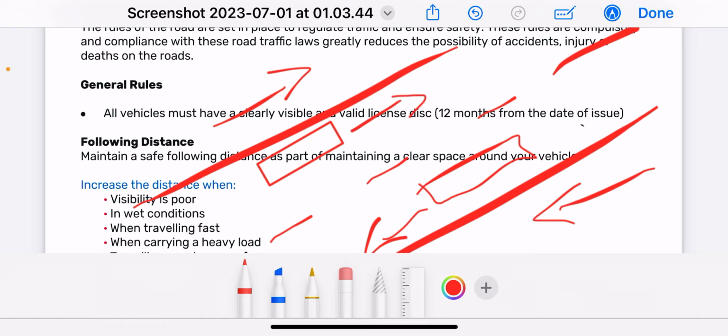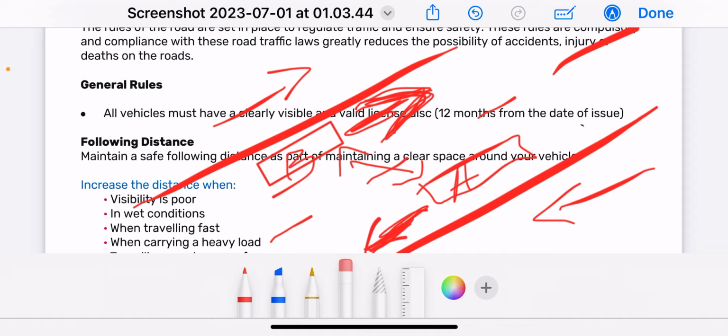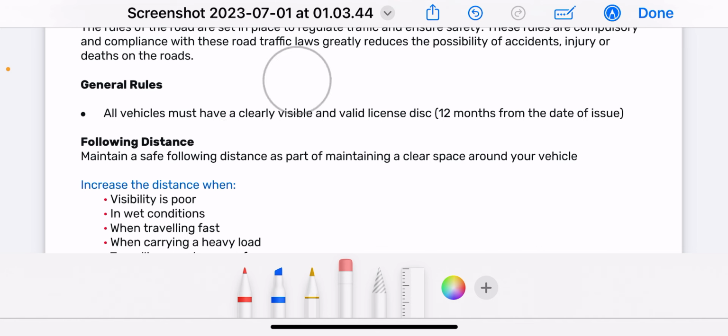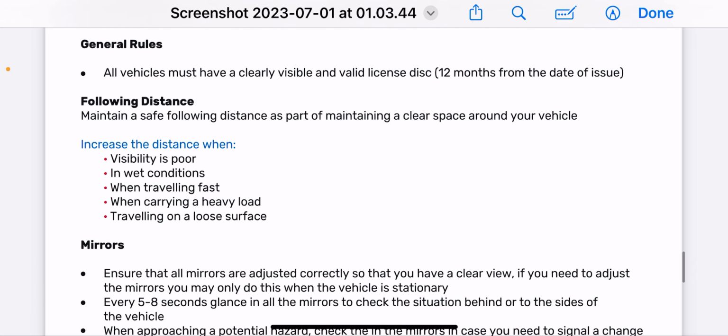The reason why you keep left is just to avoid collisions. If this vehicle, let's say vehicle A, is driving towards the left, keeping left, facing that direction, and vehicle B is traveling in the other direction and is also keeping left, there is no way the two vehicles would ever collide. So it's just to avoid collisions, no rocket science.